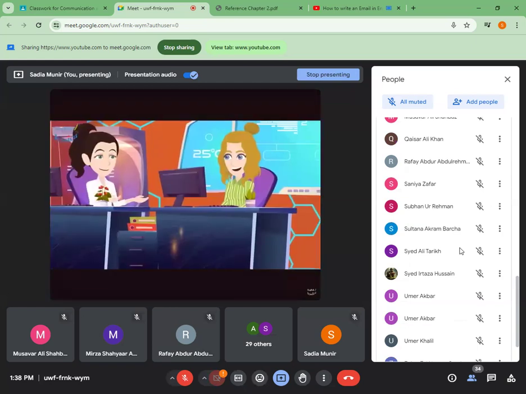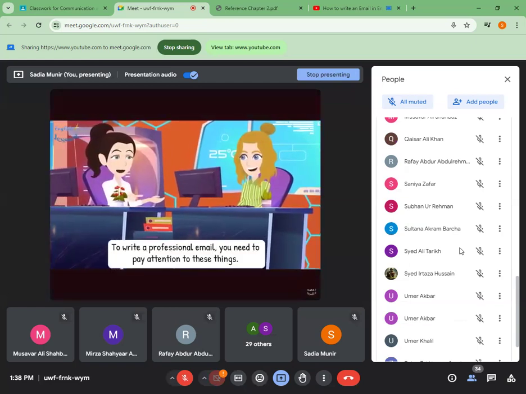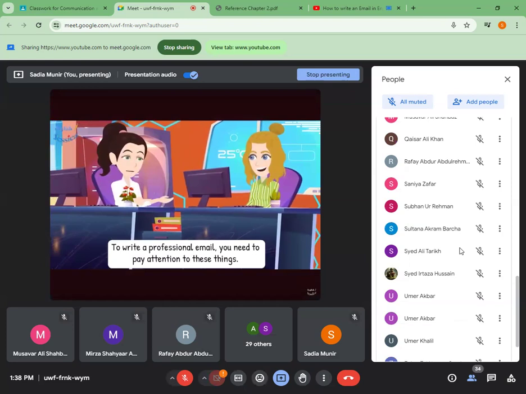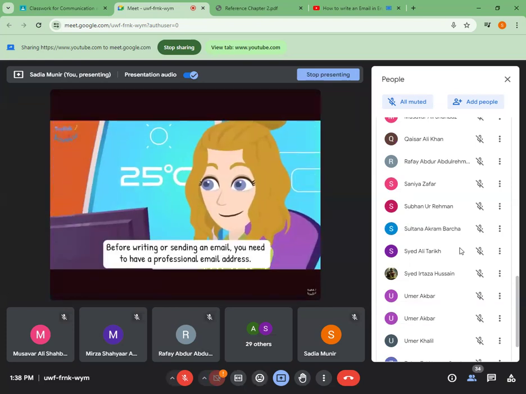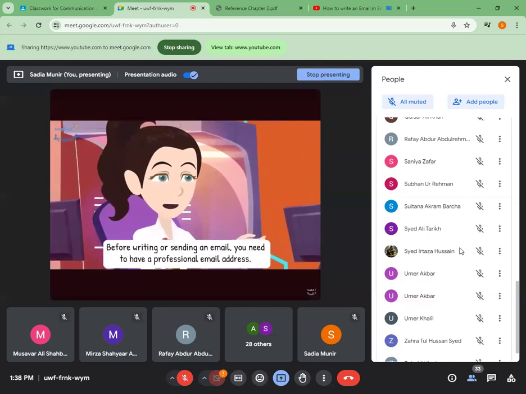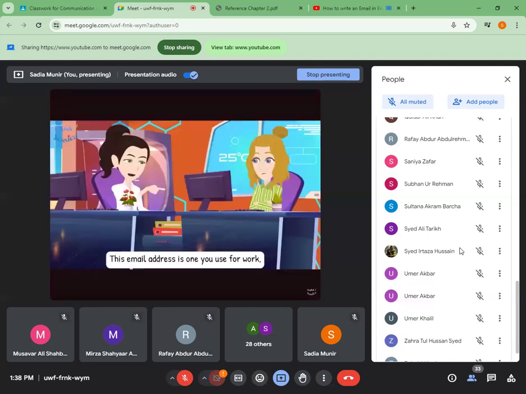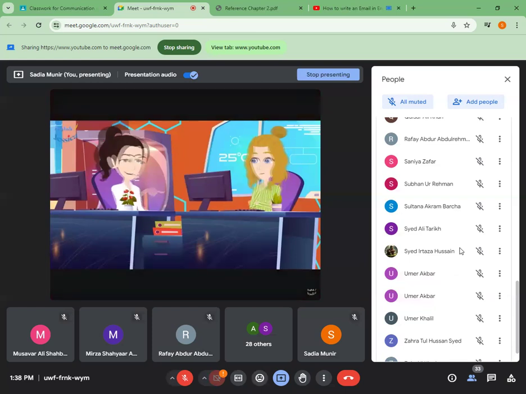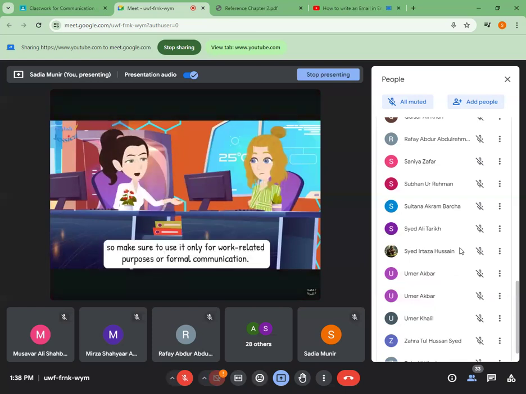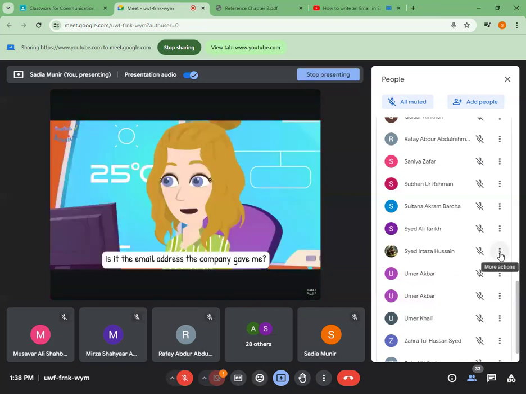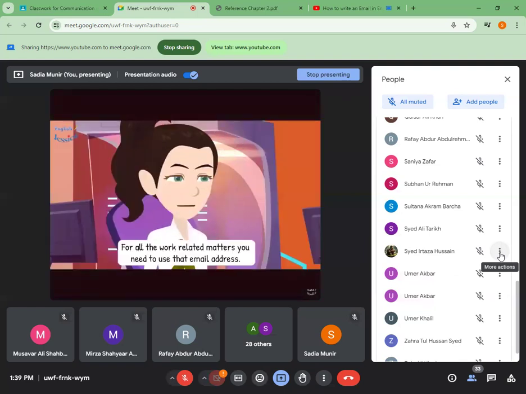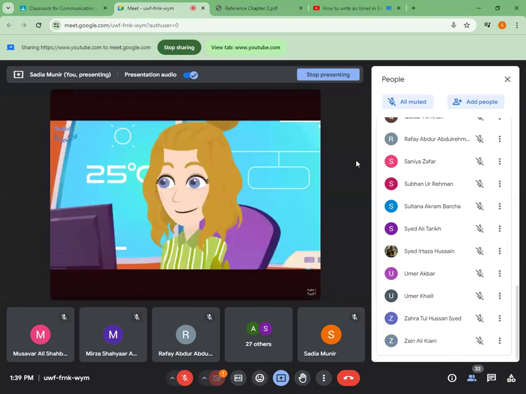Don't mention it. To write a professional email, you need to pay attention to these things. What are they? Before writing or sending an email, you need to have a professional email address. This email address is one you use for work. So make sure to use it only for work-related purposes or formal communication. Is it the email address the company gave me? That's right. For all the work-related matters, you need to use that email address.